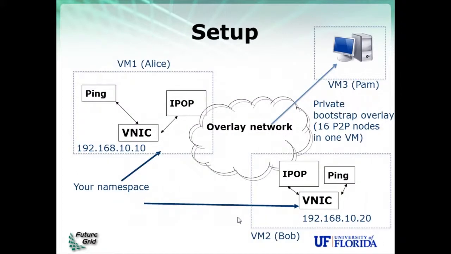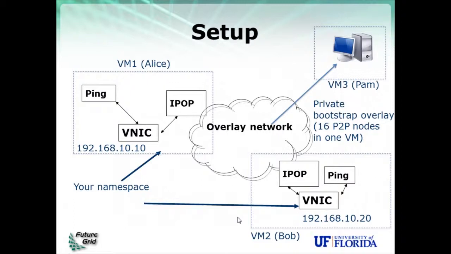So compared to the previous setup where the overlay network was hundreds of machines distributed across the world on Planet Lab, here you're going to deploy a small P2P overlay in one virtual machine. So as in the previous example, we have virtual machine 1 Alice, virtual machine 2 Bob, but now they're going to connect to a small overlay with 16 peer-to-peer nodes running as a single process inside a virtual machine VM3, PAM. So the goal here is to show you how to deploy your own bootstrapping overlay.